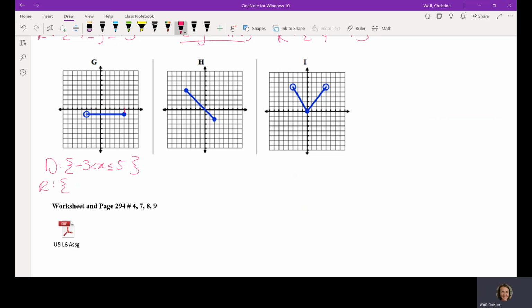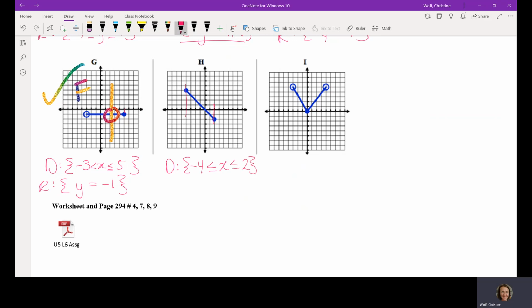Range, how high, how low? We don't know. All we know is that it's always at -1. Doesn't get higher than -1, doesn't get lower than -1. Is it a function? Sure is, passes the vertical line test. Okay, here. How far left, how far right from my domain? My furthest left point is right there, which is -4. And then my furthest right point, whoops, that was a terrible line, is right there, which is 2.